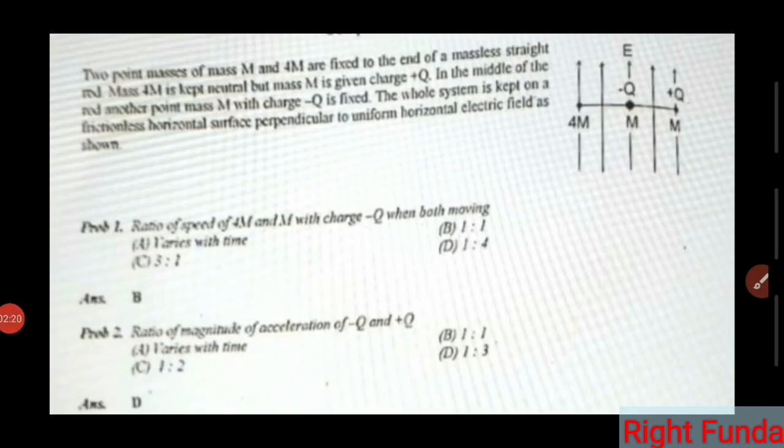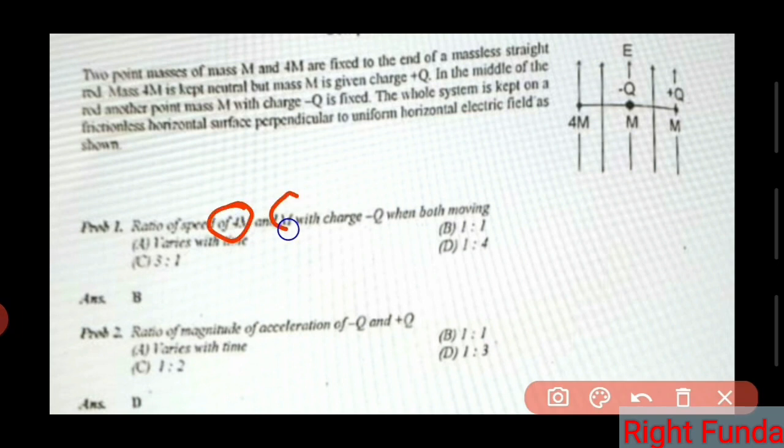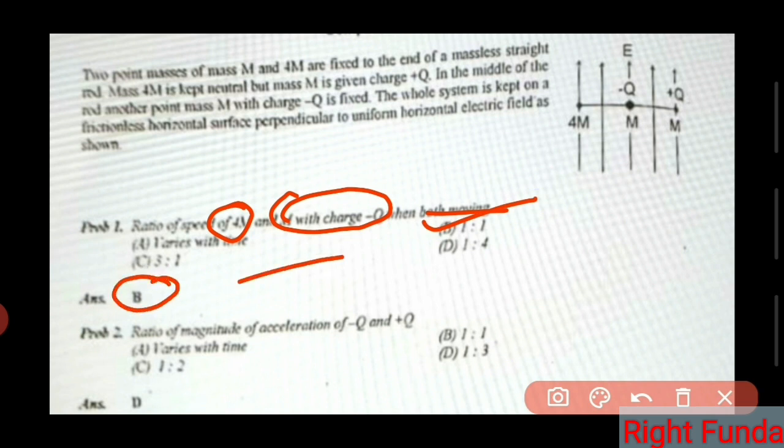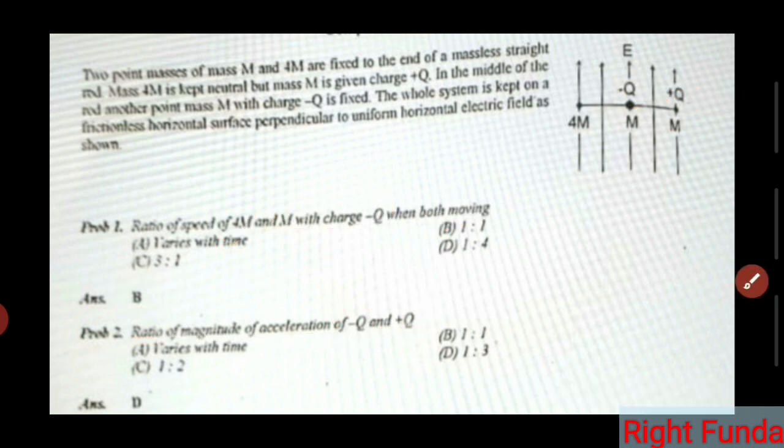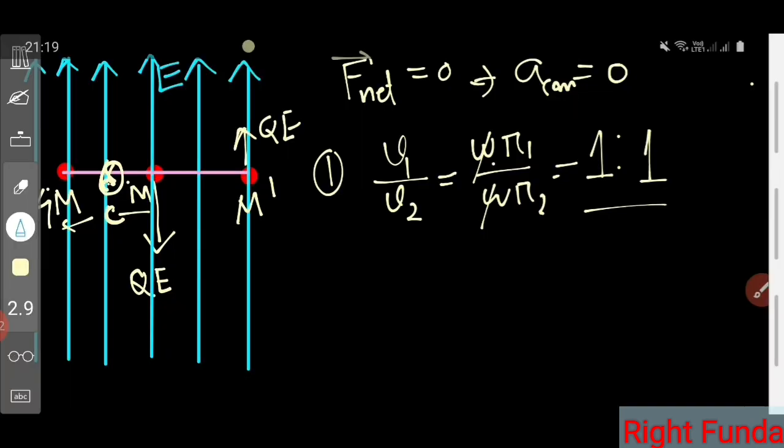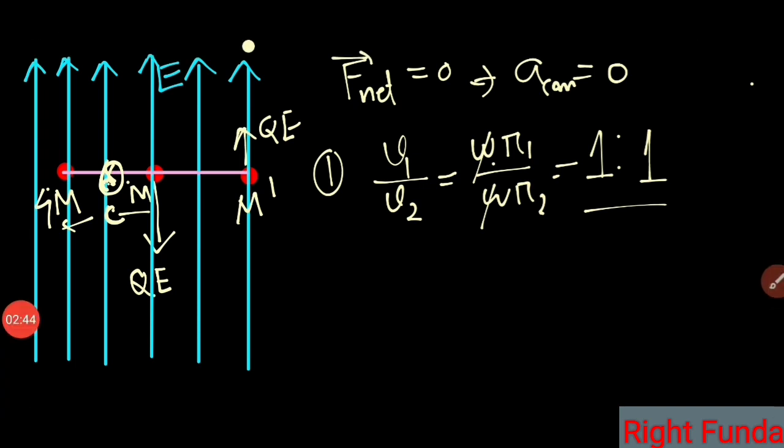So if you see the question, it says that the ratio of the mass speed of 4m and m with the negative charge will be equal to 1 is to 1. The answer is also given as B, so we have checked this one. Now the ratio of the magnitude of acceleration of minus q and plus q, these two charges. We have to see the magnitude of acceleration. Before we calculate that, let's calculate what is the alpha of the rod.